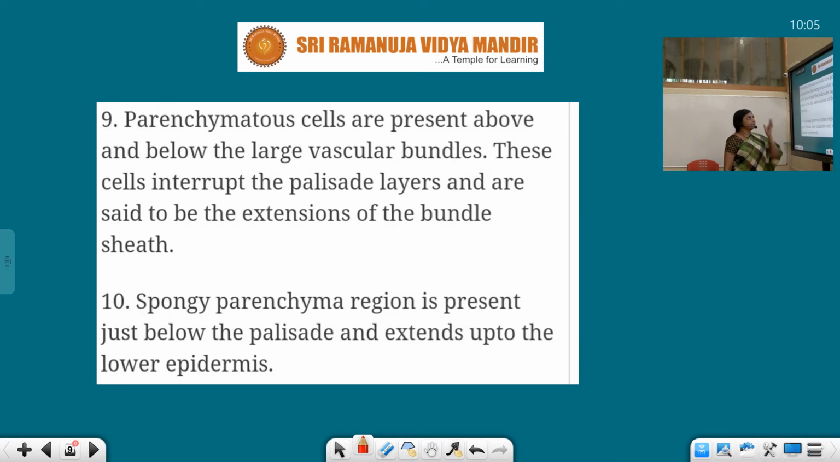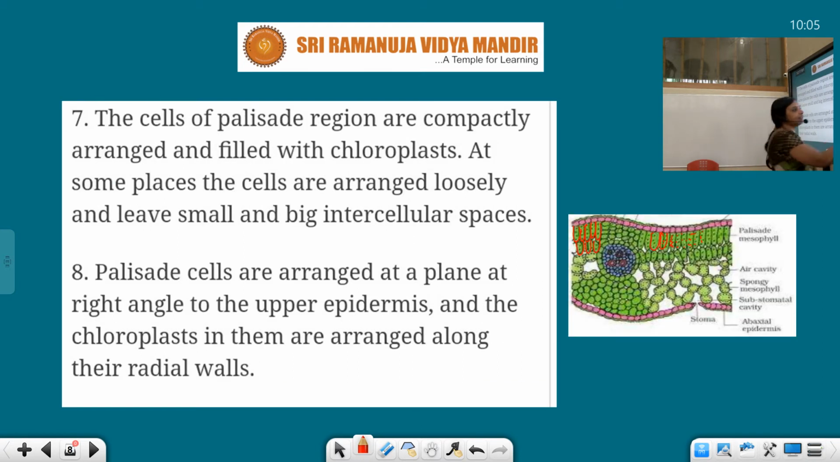And parenchymatous cells are present above and below the large vascular bundles. These cells interrupt the palisade layers and are said to be the extension of the bundle sheath. And the spongy parenchyma region is present just below the palisade and extends up to the lower epidermis. So here we can observe these cells are loosely arranged cells, and these are called spongy parenchyma. In these cells also we can see chloroplasts are present, but fewer chloroplasts.